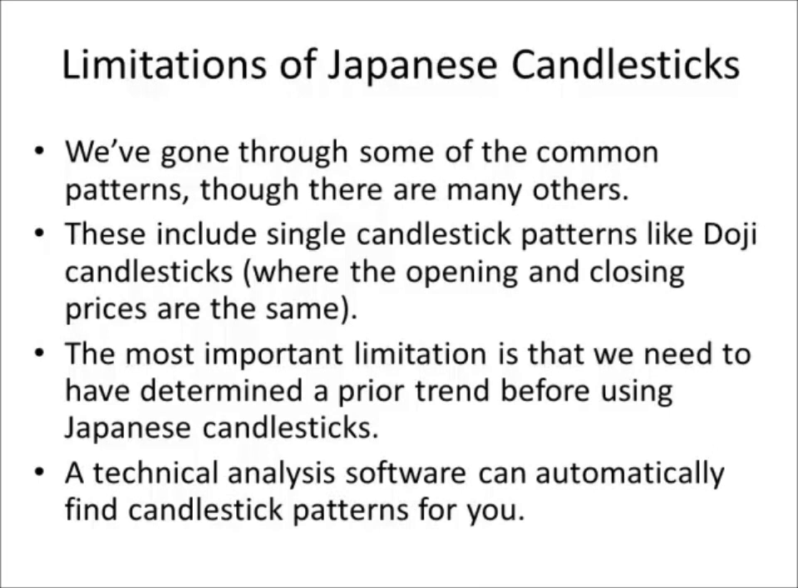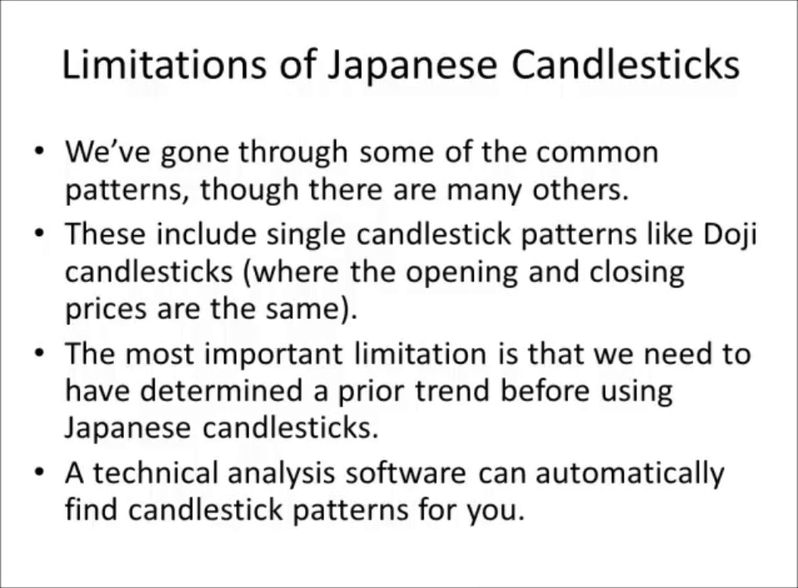So let me conclude by talking about one of the limitations. Probably the most important limitation of Japanese candlesticks is that we need to have determined a prior trend. Right, so in all these reversal patterns and continuation patterns, it needed to have been the case that there was a prior trend in place, and we need to have been able to identify that trend. So these patterns only work if there was either a trend in a particular direction, either an uptrend or a downtrend. It had to be a specific one for the particular pattern to be valid. Right, so that's the most important thing to know doing candlesticks.